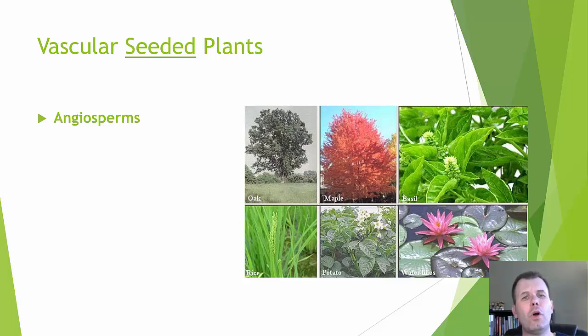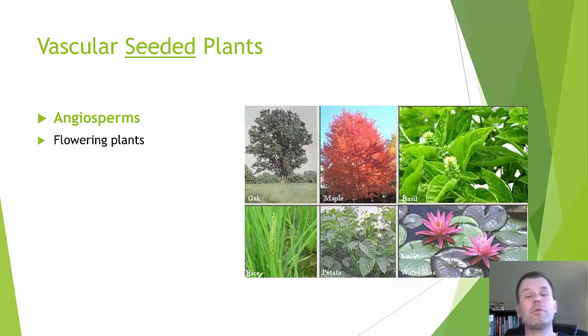All right? So now we come to the last seeded plant, which is called the angiosperms. And angiosperms contain all these different types of trees. Oak trees, maple trees, basil, rice, potato, water lilies are all angiosperms. And what is an angiosperm? These are the flowering plants. All these organisms, whether you know it or not, contain some type of flower when they reproduce.